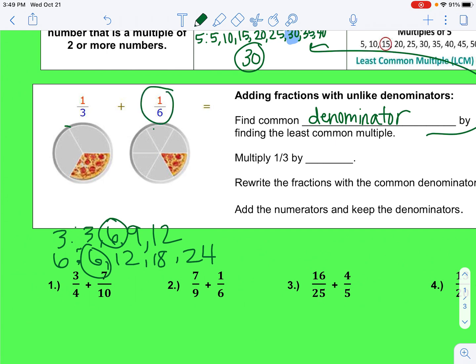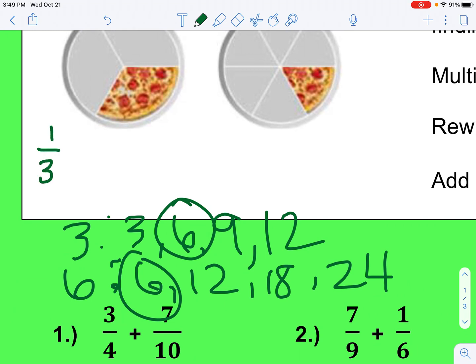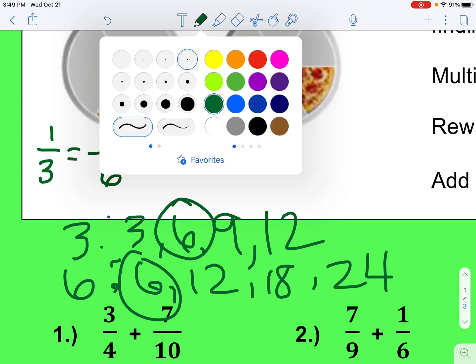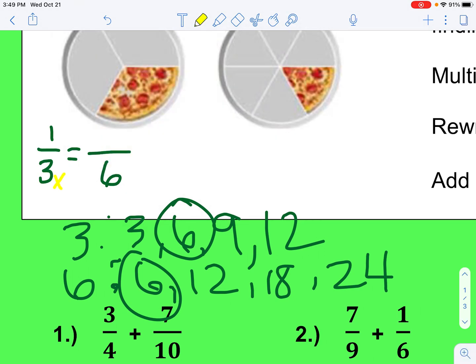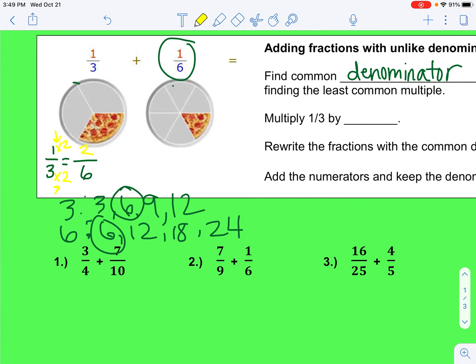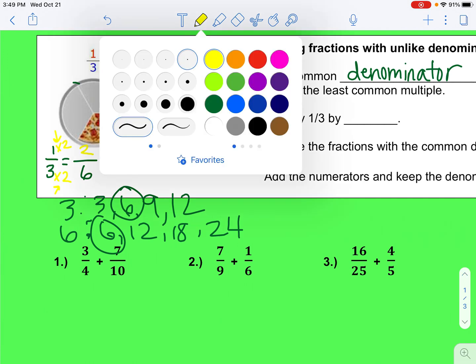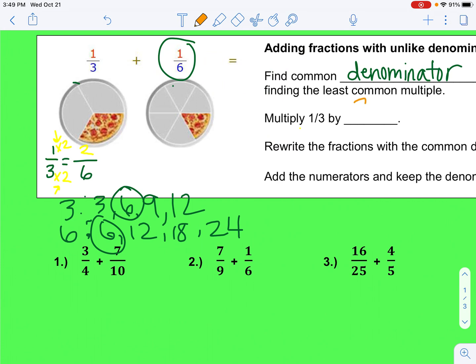So that means that's going to be my denominator. And if you notice, I already have one that's a sixth. Okay, so I need to multiply my 1/3. My new denominator is going to be 6, so I think to myself, 3 times what gives me 6? And I know 3 times 2 gives me 6. So what I do to the bottom, I also have to do to the top. So 2 times 1 is 2. Alright, so I multiplied 1/3 by 2.